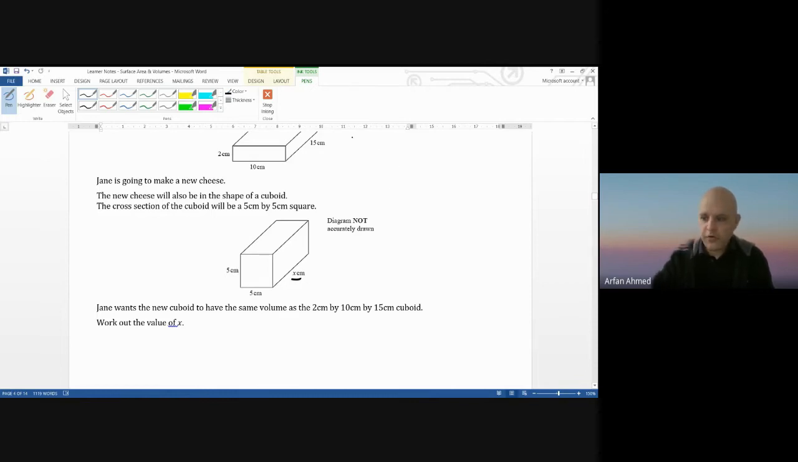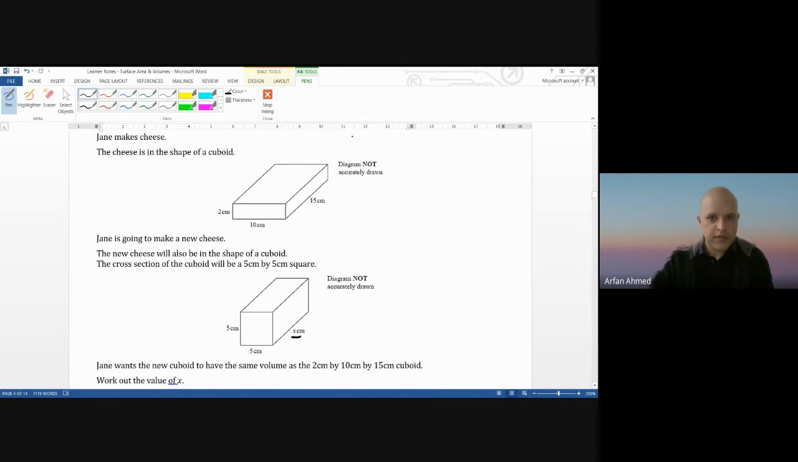So they're saying the volume is the same for these shapes. So let's work out the volume of the first shape. Let's do that up here. Again, let's just multiply all these together. Quick way of doing it. What's that? 300 centimeters cubed. Okay, so that's going to be the same as this cuboid.